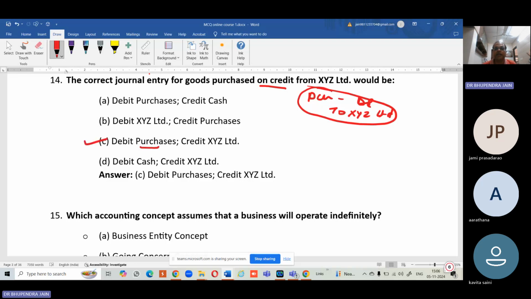Debit purchase and credit expenditure. Debit purchase, credit cash is not possible because the goods were purchased on credit basis. Debit XYZ Limited, credit purchase is not possible because the purchase balance will always be debit. Purchase balance is never credit. And the cash account debit and the party account credit is wrong. So the correct entry is purchase account debit to XYZ Limited. Next.